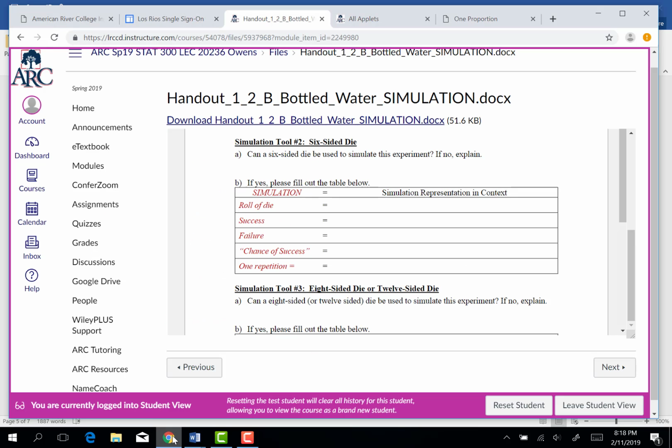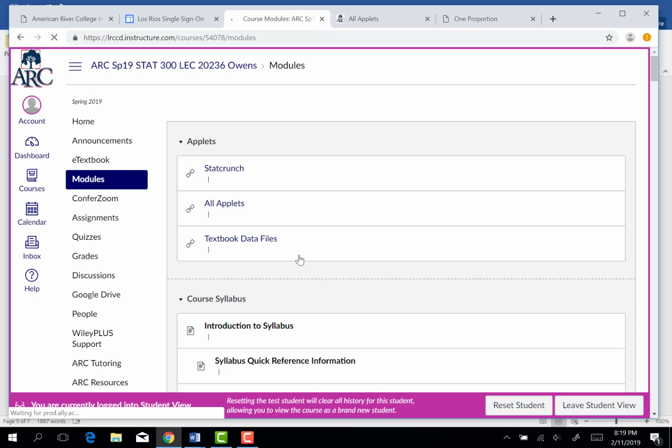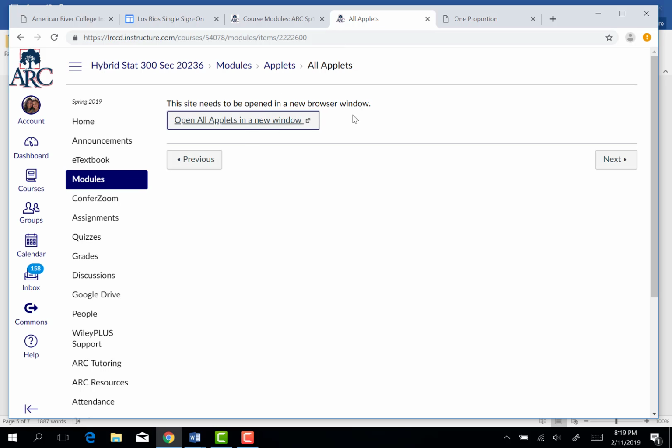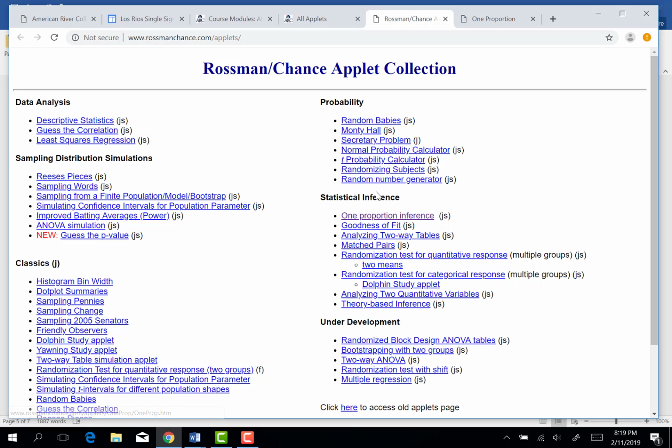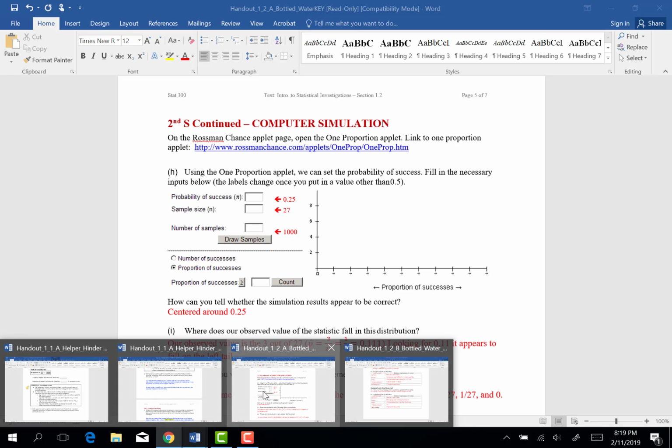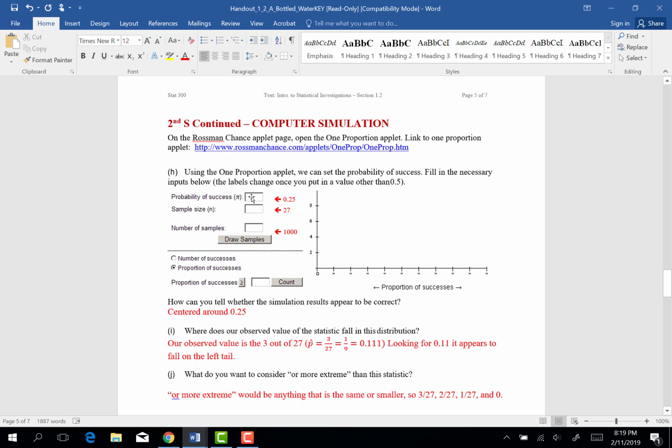On your one proportion applet, you want to go to modules and all applets. Once you click on all applets, open in a new window, and these are all the applets we're going to use. So you go to the one proportion inference applet, and it comes up like so. Notice that it doesn't look quite like the handout does, because I already cleared it to not be a coin.